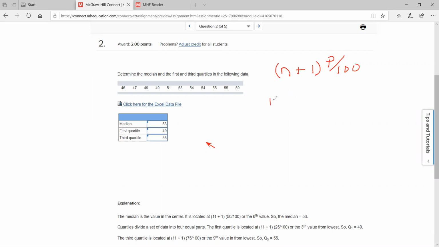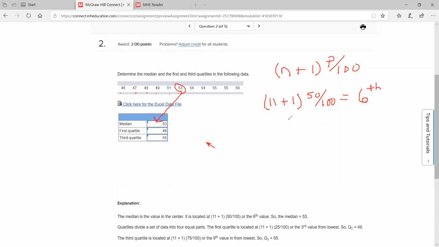So what you would do is you take 11 plus 1, and then you're going to multiply that by 50 over 100. And once you get that, you're going to get the place of position, which in this case is the 6th position. So what you have to do is simply count 1, 2, 3, 4, 5, 6. It looks like 53 would be your median.